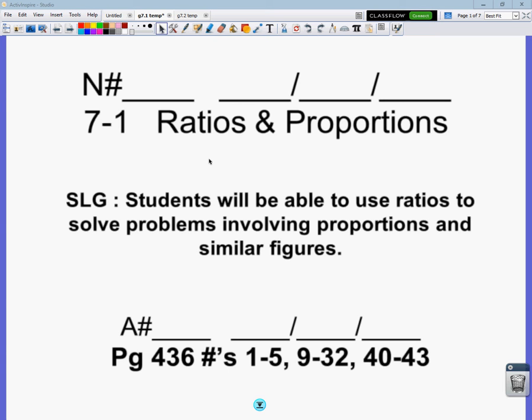Okay, today we're going to be talking about ratios and proportions. This is kind of a review from algebra before we start applying the geometry aspect of it with similarity. So you should be able to use ratios to solve problems involving proportions and similar figures. That's where we're headed with it.